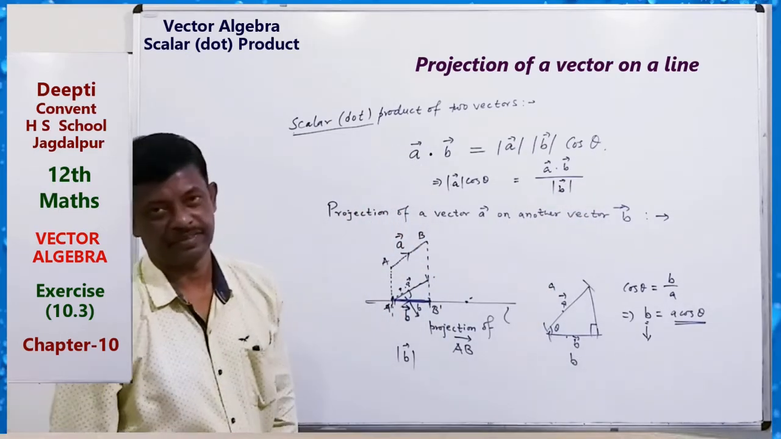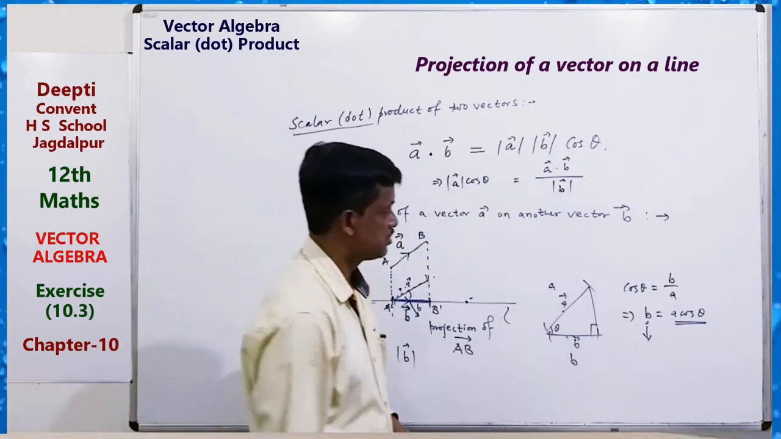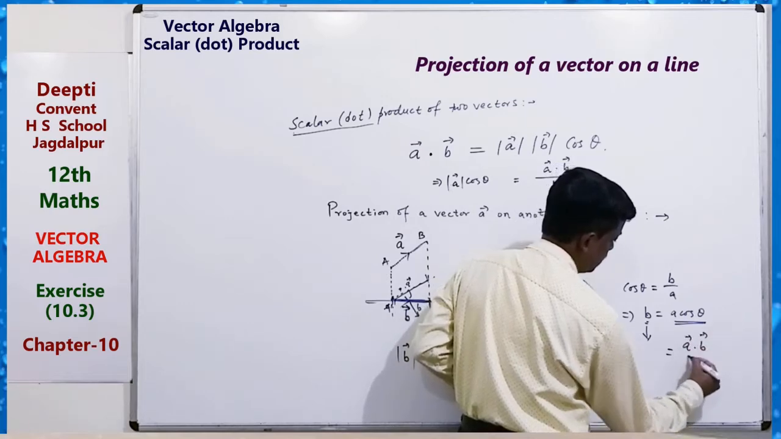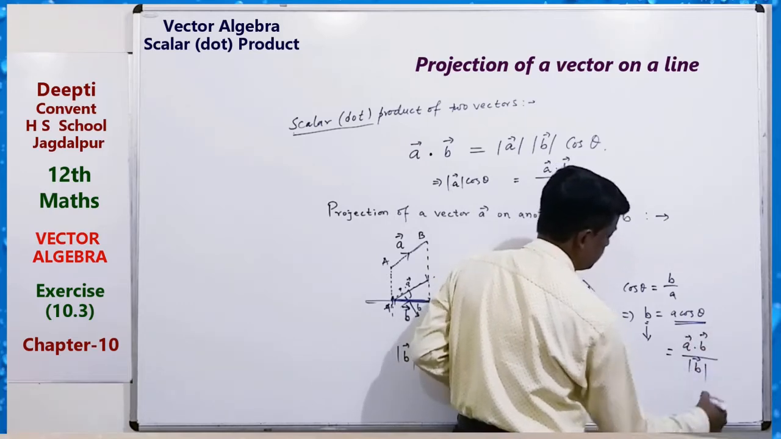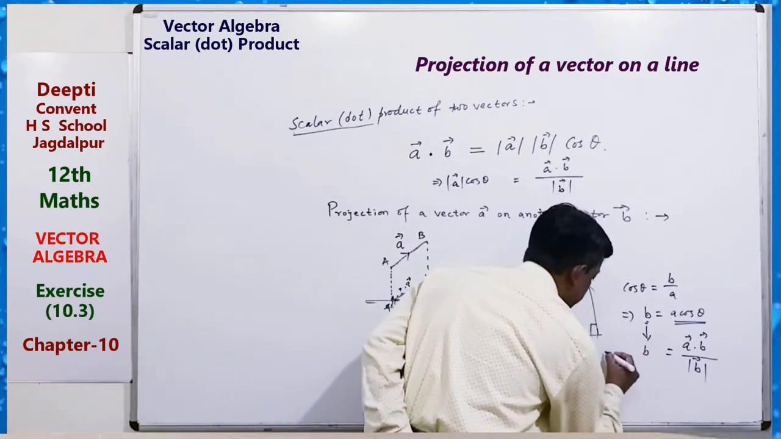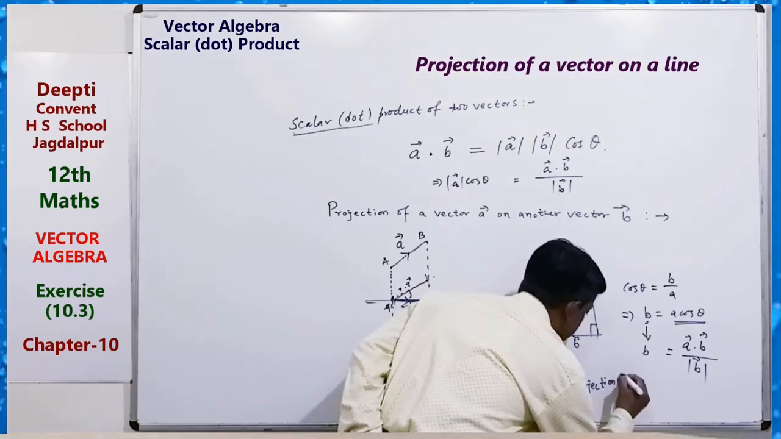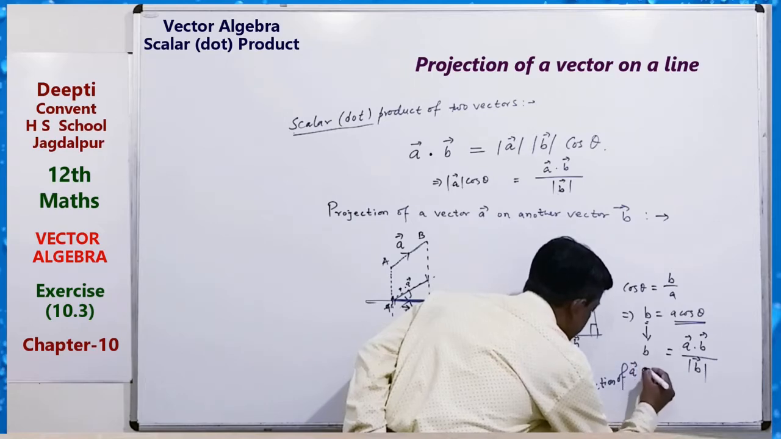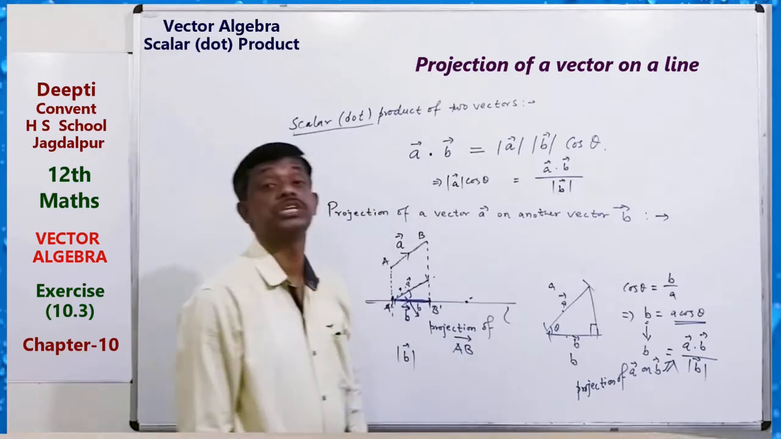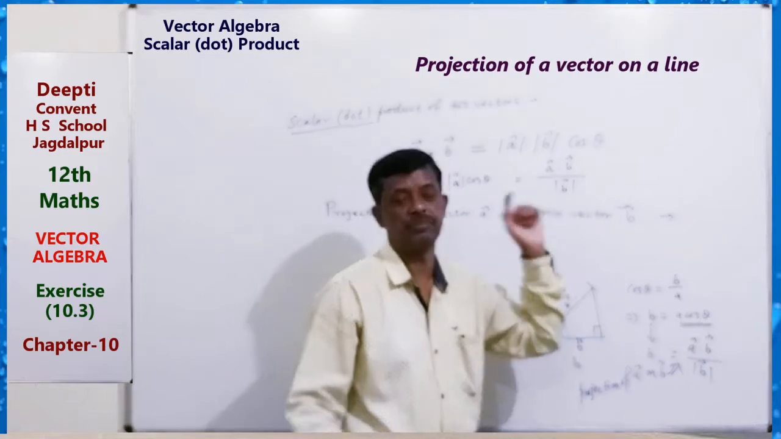This is A cos theta. A cos theta equals A dot B by mod B. So we can write this is A dot B upon mod of B. This is the projection. Projection of A on B is this. Projection of A on B is given by A dot B by mod B.